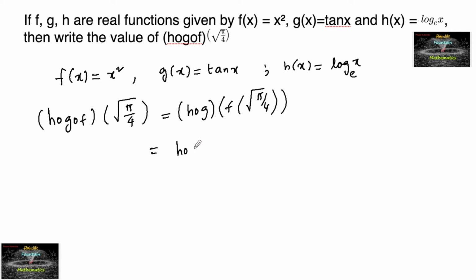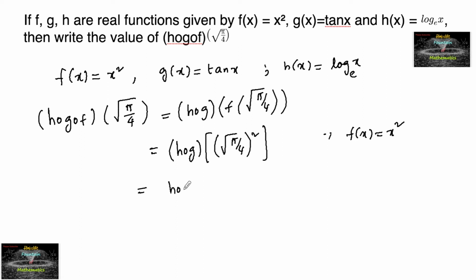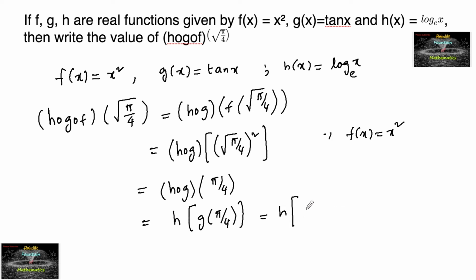So this equals h circle g of f of root pi by 4, that is root of pi by 4 whole square, since f of x is equal to x square, which equals h of g of pi by 4. Since g of x is equal to tan x, we can write g of pi by 4 as tan pi by 4, which equals h of tan pi by 4, which is 1, so h of 1.